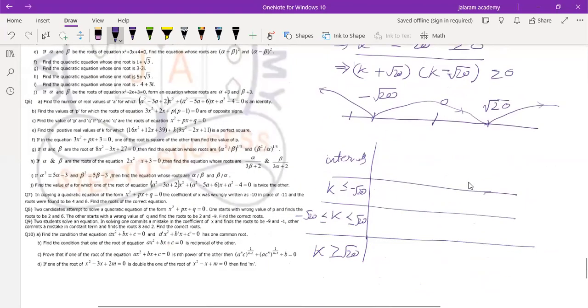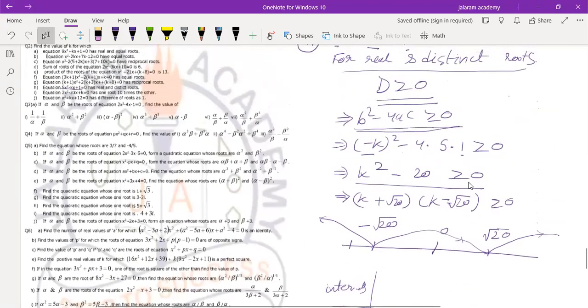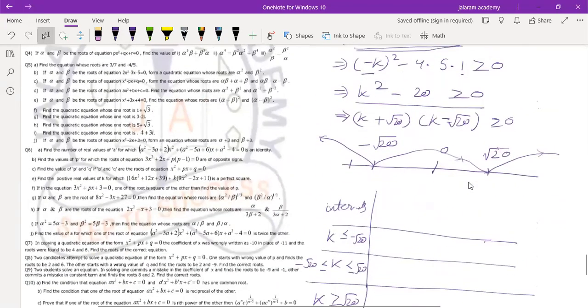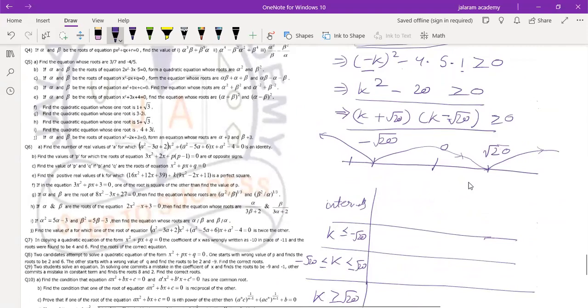So when we factorize them, k plus root 20 into k minus root 20 is greater than or equal to 0. Is that clear to you? So if we think about their zeros, there are two zeros. First is minus root 20 and the second is plus root 20. So we can take three intervals: one less than minus root 20, second between minus root 20 to plus root 20, and third greater than root 20. Is that clear to you?